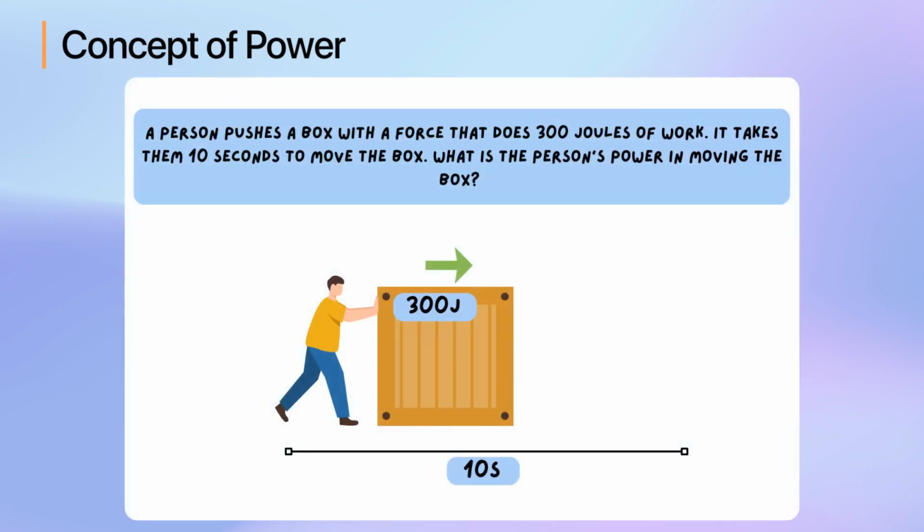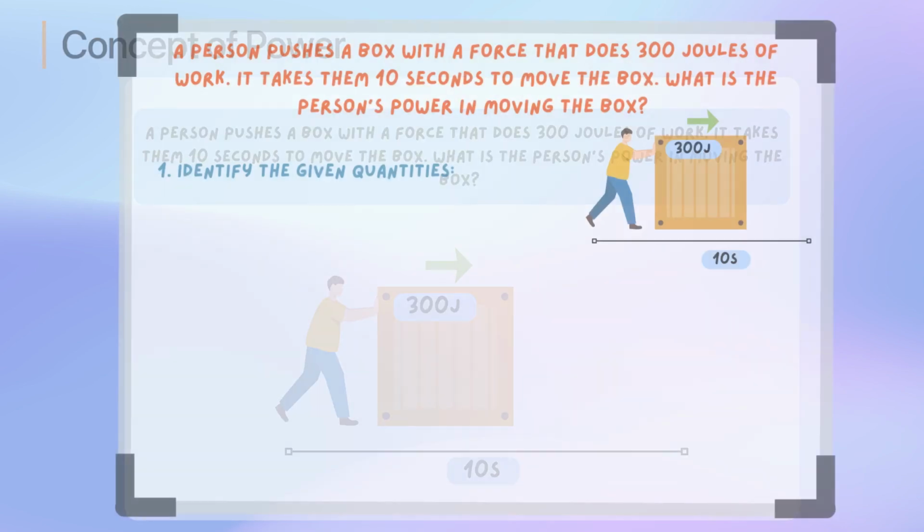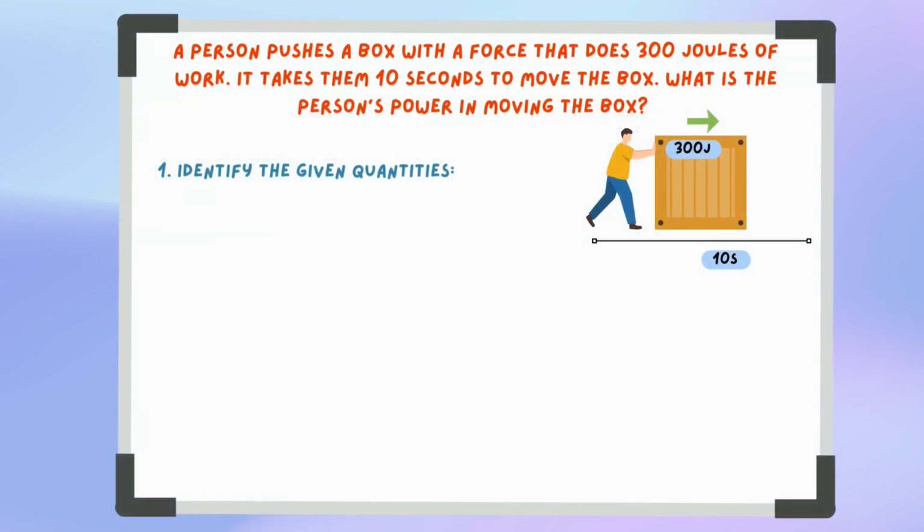To ensure we understand, let's try a simple example. A person pushes a box with a force that does 300 joules of work. It takes them 10 seconds to move the box. What is the person's power in moving the box? First, we start by identifying the key information provided in the problem. The work done on the box is 300 joules, and the time taken to move the box is 10 seconds. Next, we need to clarify what the problem is asking us to find. In this question, we need to find the person's power, which is the rate at which they do work.